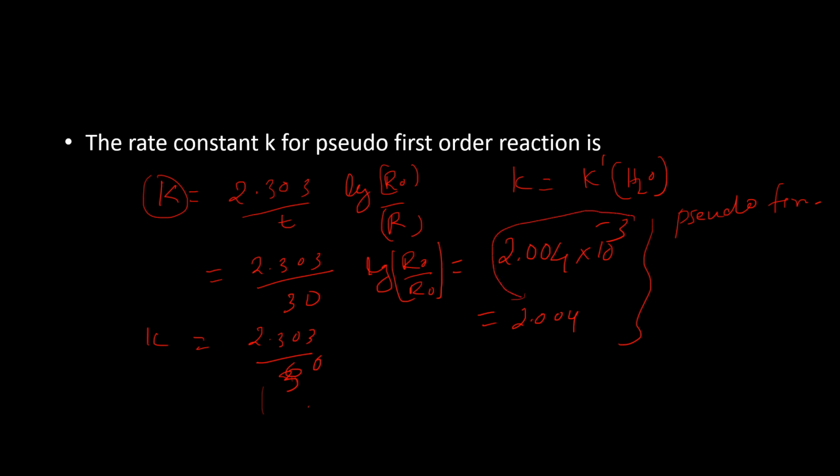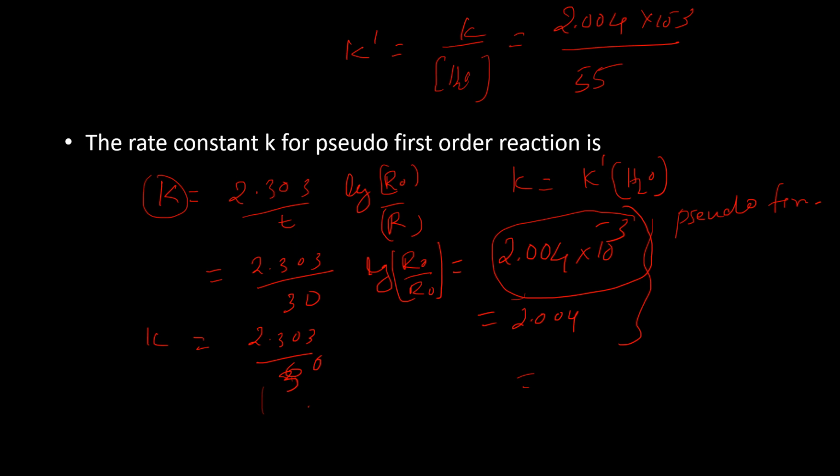So the value of K is 2.004 into 10 raised to minus 3, taking the average value. Substitute that value here, so we'll get K dash. K dash will be equal to K by the concentration of water. K is 2.004 into 10 raised to minus 3 divided by the concentration of water, which is given as 55 mole. From that, we'll get the answer 3.64 into 10 raised to minus 5. So that is the value of the rate constant.